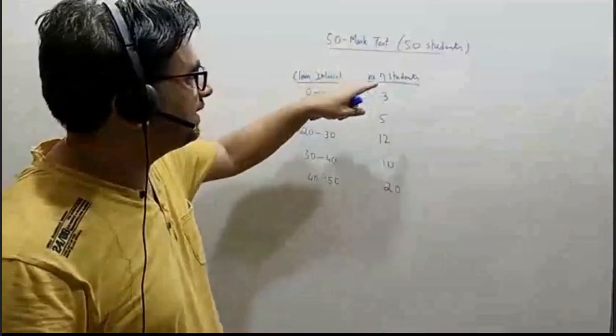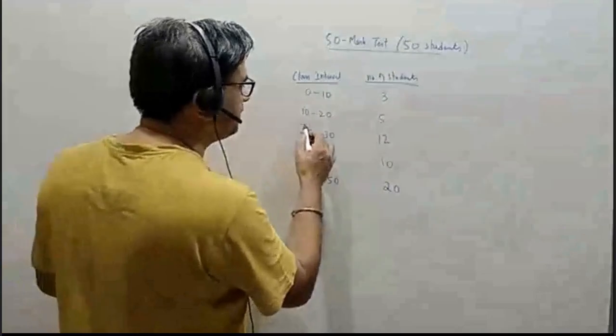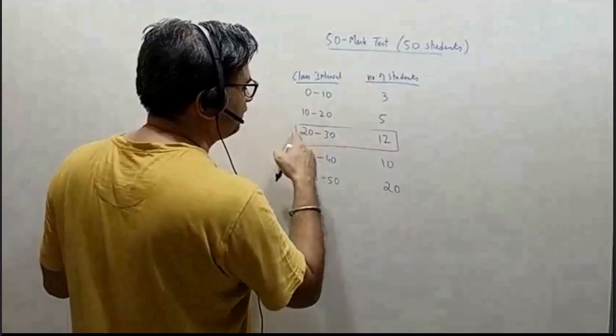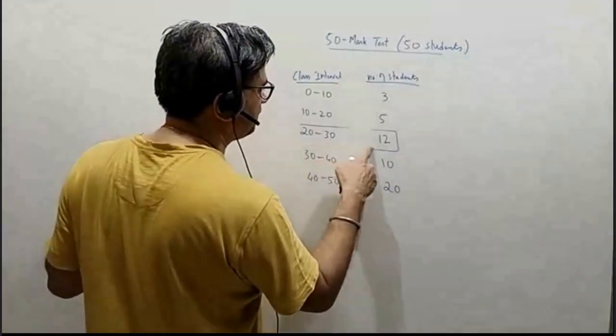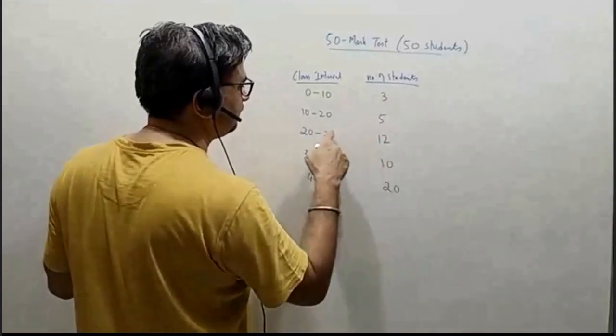Let me put it this way. It's a 50-mark test, and this is how the students have scored. So if you take this row, for example, it means that there are 12 students who have scored from 20 to 30. That's what it means. So this is how you interpret this data. I hope everything is clear.